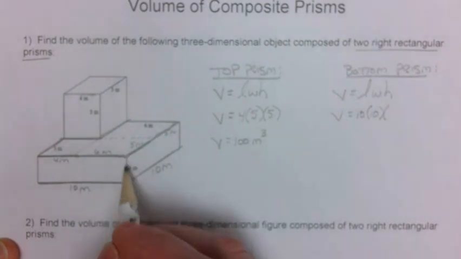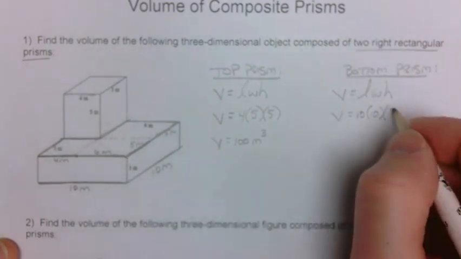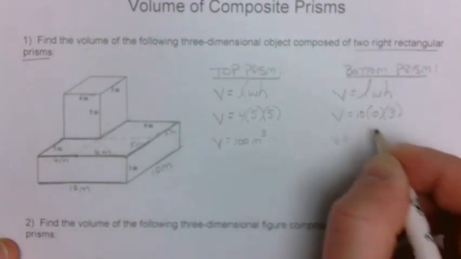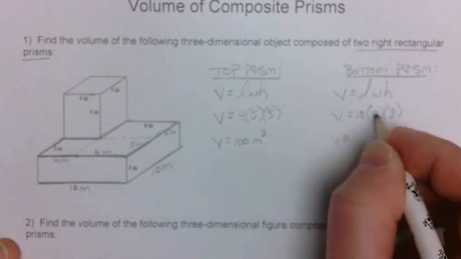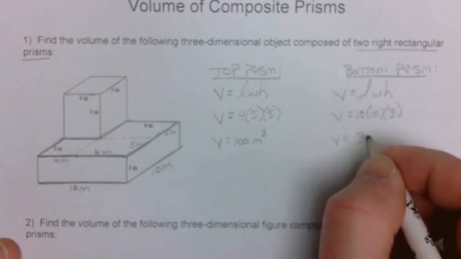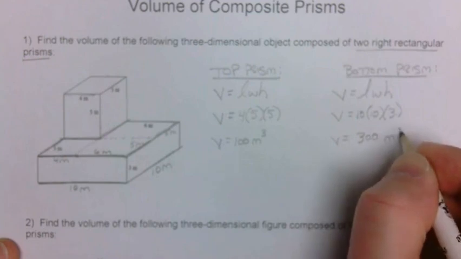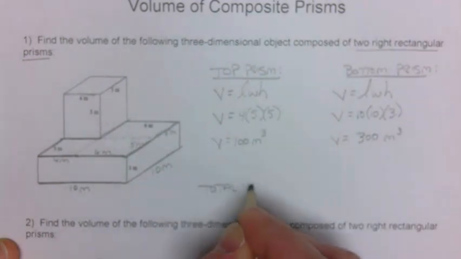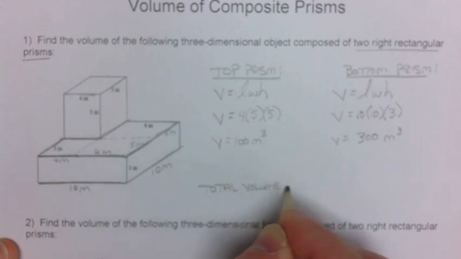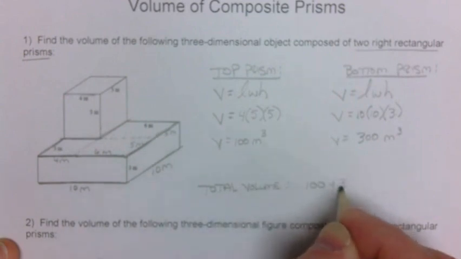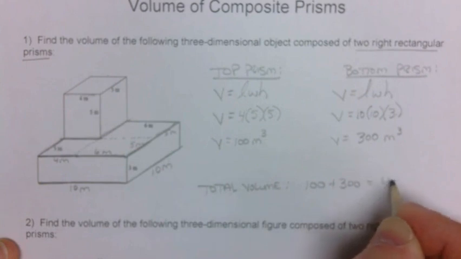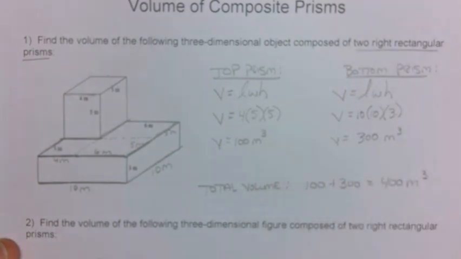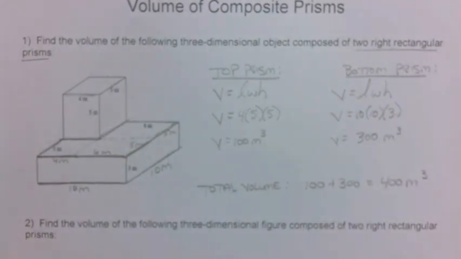The height of this bottom prism is simple. That's just 3 meters. And so we'll multiply 10 by 10 by 3. 10 times 10 is 100. Times 3 is 300 cubic meters. And now for the total volume, all we're going to do is add them together. 100 plus 300 makes 400 cubic meters for the volume.